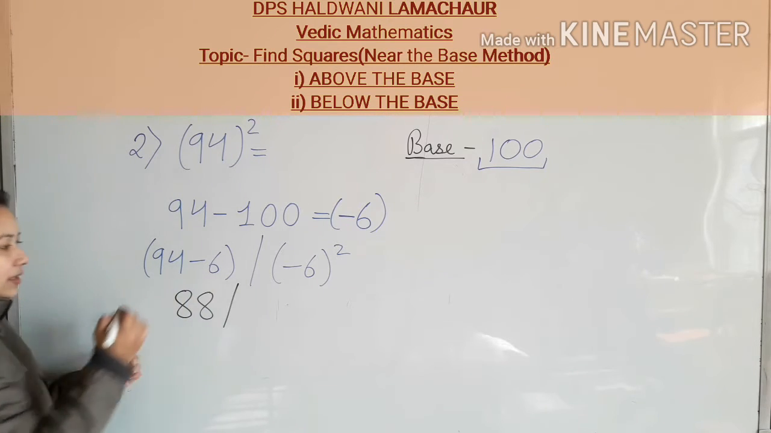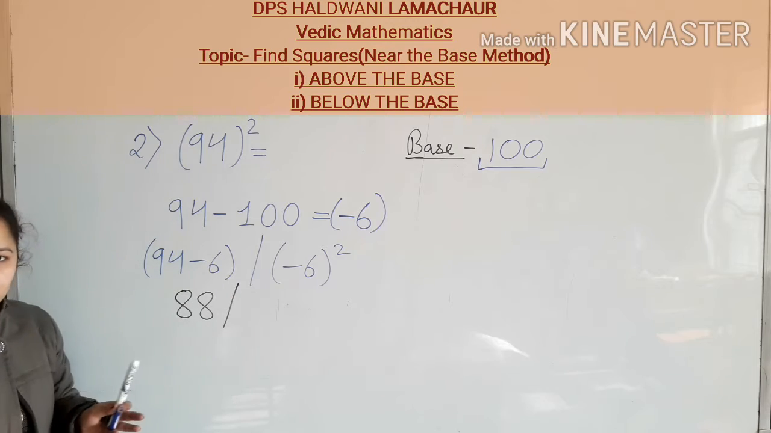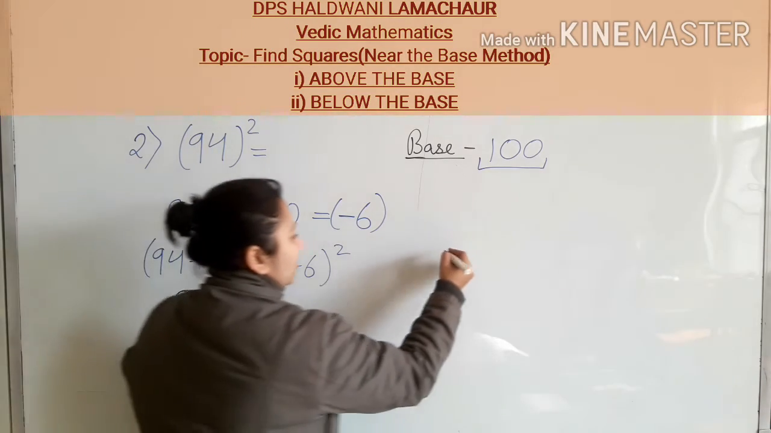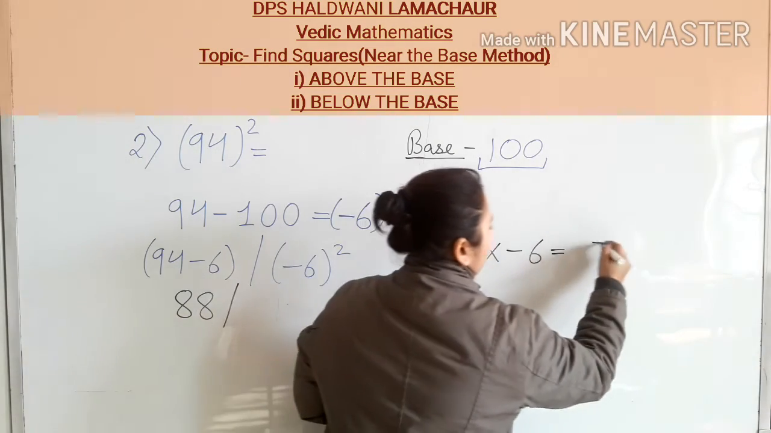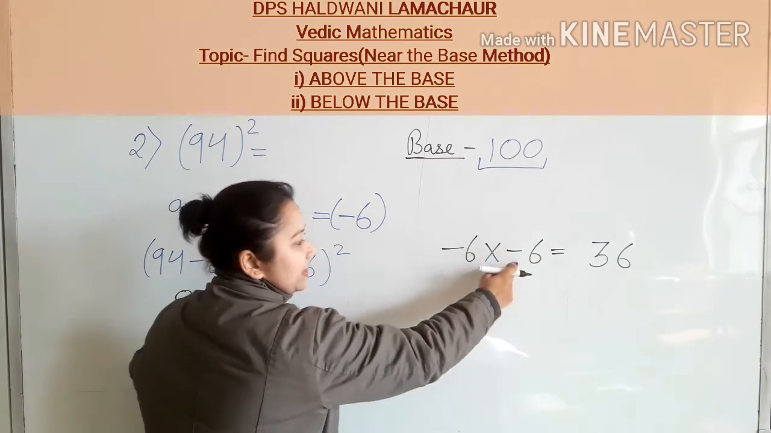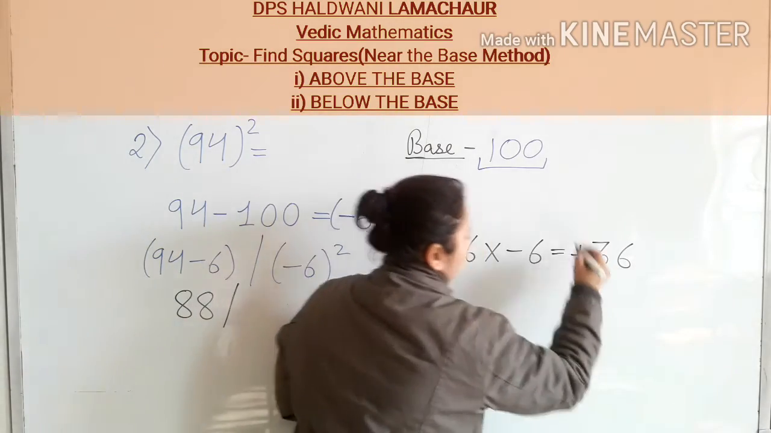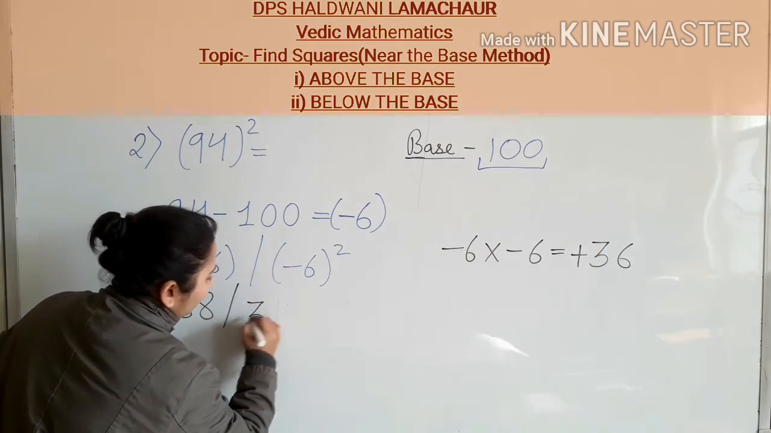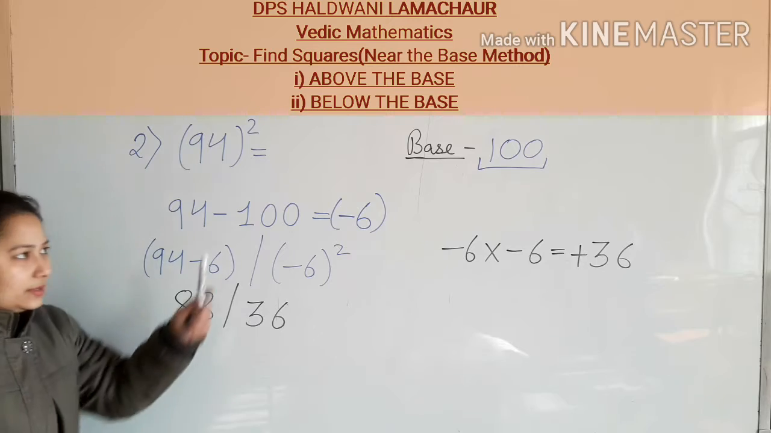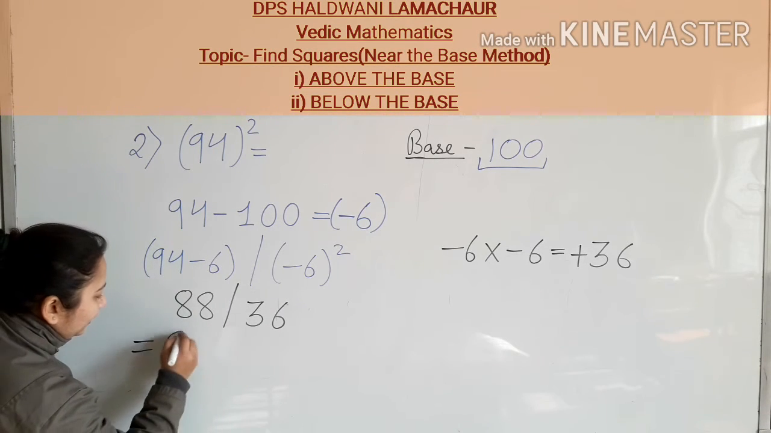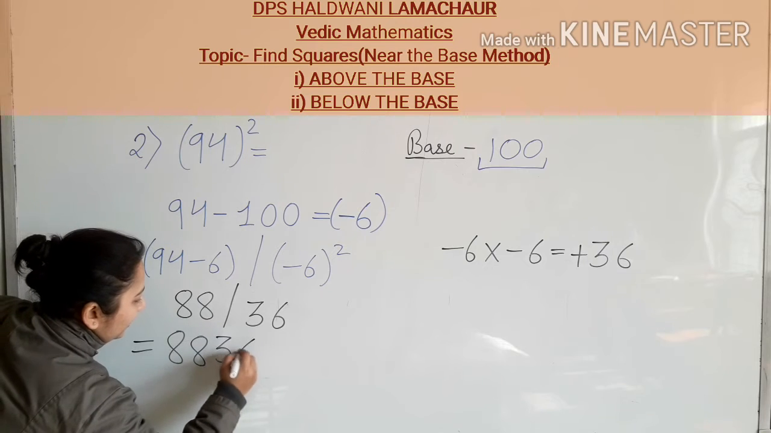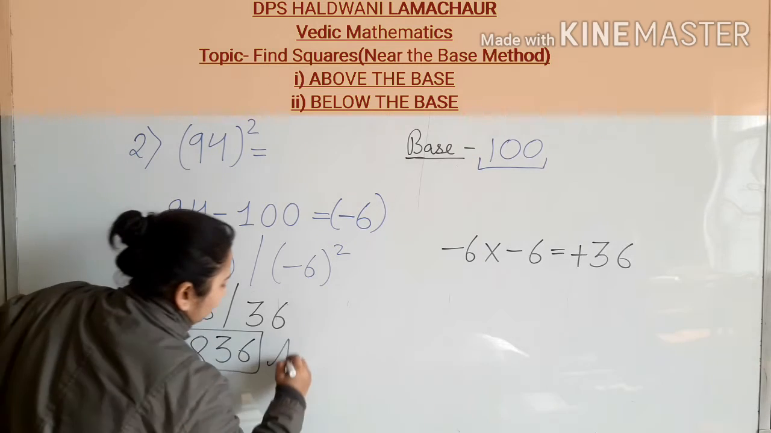88 and square of 6 is, it's very easy. See, listen students, minus 6 into minus 6. Now 6 6s are 36 and minus minus is plus. So we will only write 36 here. Now you can see 2 zeros, 2 digits. So directly write the answer. It's 8836 and this is your answer.